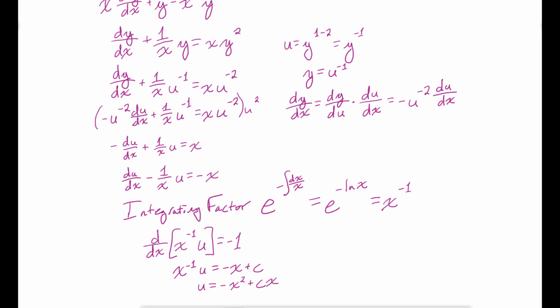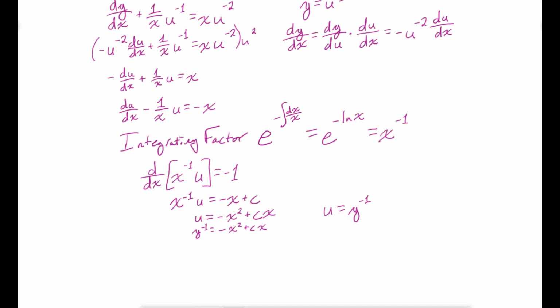So remember, we made the substitution y equals u to the negative 1st power. So we're going to solve that for u, and we'll be making the substitution back in that u equals y to the negative 1st. So that's going to give us y to the negative 1st power equals negative x squared plus a constant times x. And we can solve for y simply by multiplying both sides by y and then dividing by the quantity negative x squared plus cx. So we get y equals 1 over negative x squared plus cx.